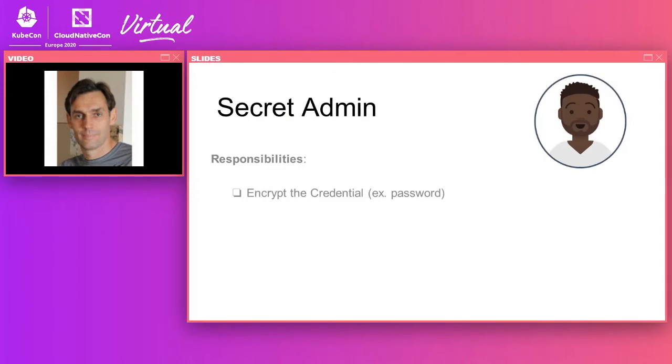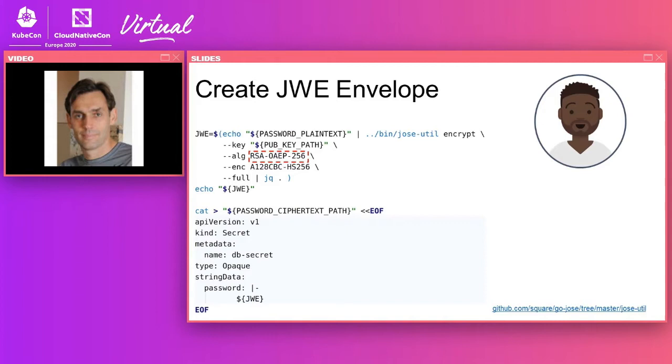Our secret admin has one responsibility: encrypt the credential, which will eventually be distributed to Kubernetes clusters. To perform this task, our secret admin will leverage the JWE util tool. The critical part of this step is to supply the cryptographic parameters that match those of the KMS key created by the key admin. We do not expect our secret admin to be familiar with this level of detail. Therefore, the key admin created a script that automates this task. Essentially, all we expect from the secret admin is to supply the credential to be encrypted as the input.